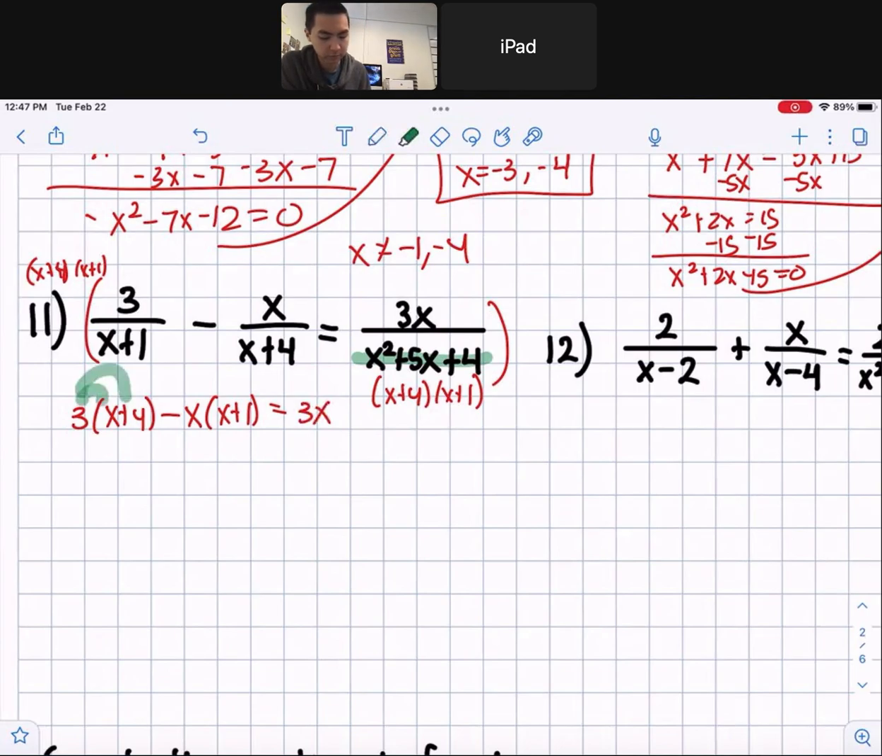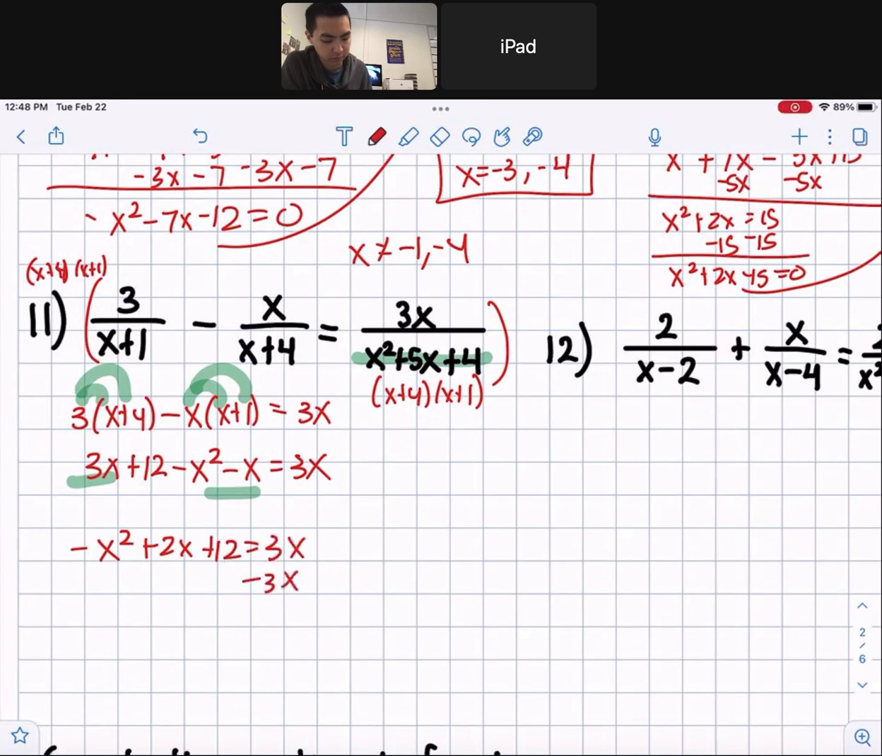So let's distribute this, right? 3 times x is 3x, 3 times 4 is 12. Negative x times x is negative x squared. Negative x times 1 is negative x equals 3x. So again, these are the only ones that can combine on the left-hand side. So negative x squared plus 2x plus 12 equals 3x, and subtract 3x from both sides.